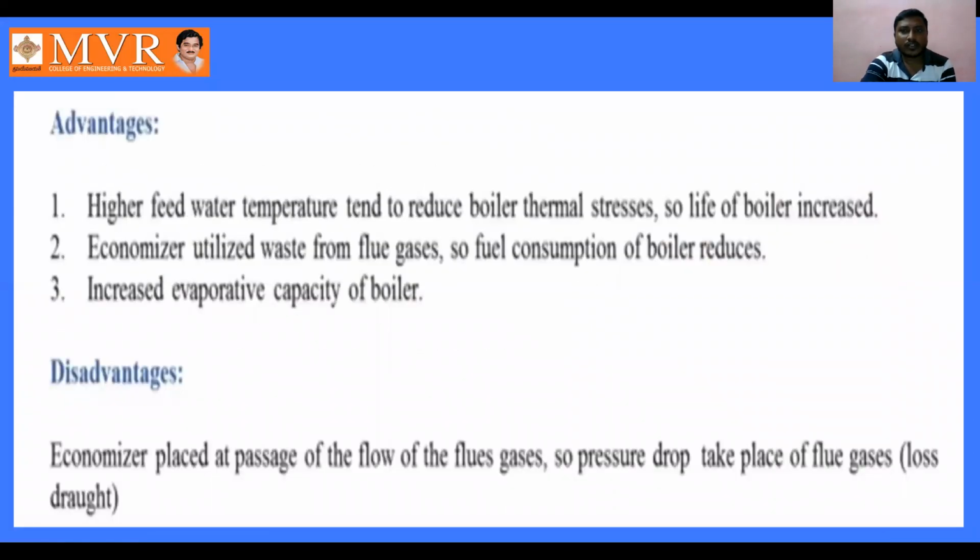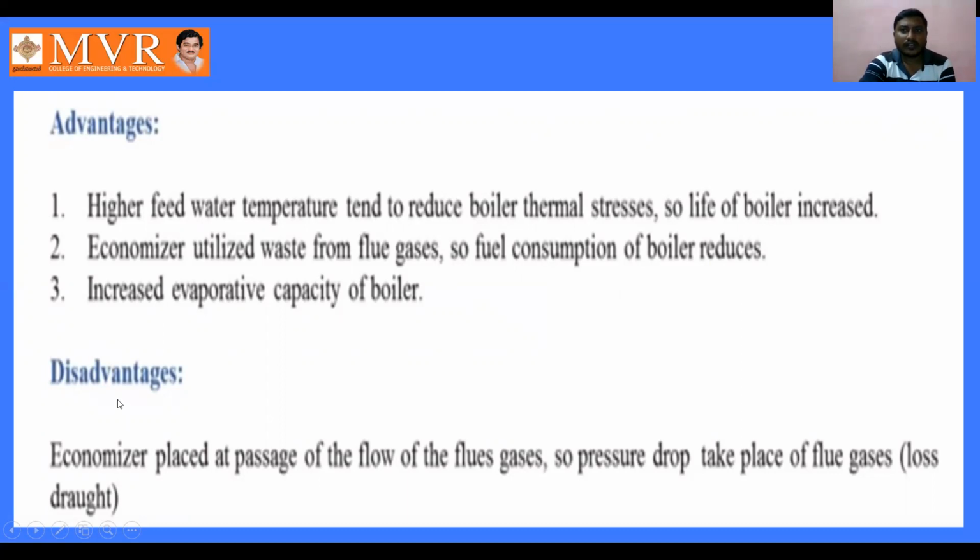Coming to the advantages of the economizer, higher feed water temperature tends to reduce boiler thermal stresses, so the life of the boiler is increased. See here, when we feed water at a higher temperature, it tends to reduce boiler thermal stresses and so the life of the boiler is increased. The economizer utilizes waste heat from flue gases, so the fuel consumption of the boiler reduces. By using this economizer, the fuel consumption in the boiler is reduced. It also increases the evaporative capacity of the boiler.